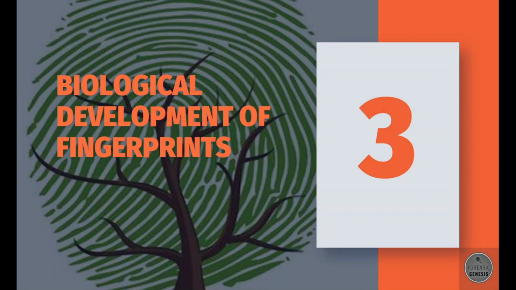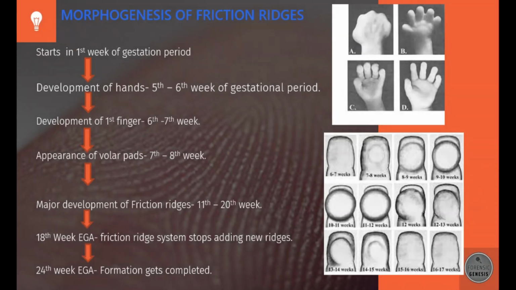Now let's see the biological development of fingerprints. So the morphogenesis of friction ridges, how this is happening and where it started from the first time. So it starts in the first week of the gestation period. Hand starts to develop within 5th to 6th week of the gestational period. Then the development of first finger is between 6 to 7 weeks. Then there is appearance of volar pads between 7 to 8 weeks.